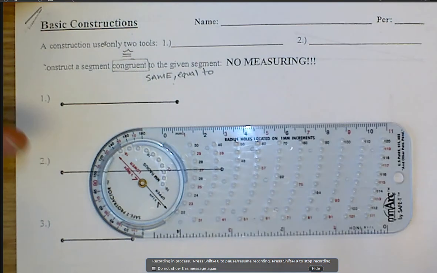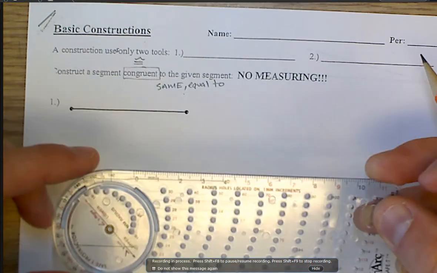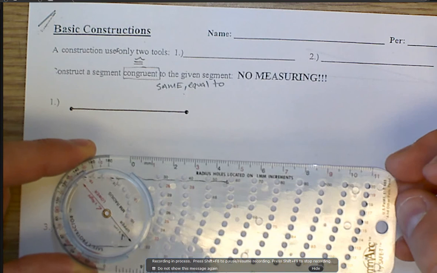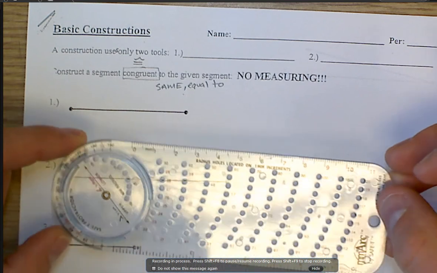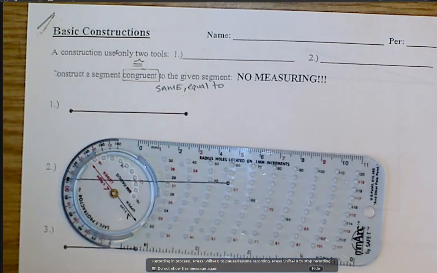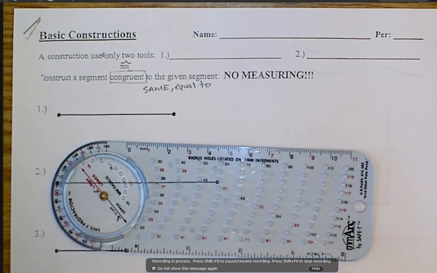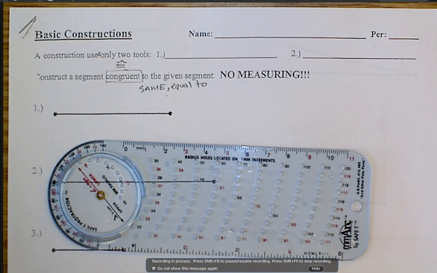So you have in front of you, or hopefully you received, a contractor. This is a combination of a compass, a protractor, and a straight edge. There's a lot of information on here, and we're not going to get into every little detail. I'm just going to give you the basics so that you can have some success when doing some basic constructions. Okay? So the first thing, we're going to construct a congruent segment.